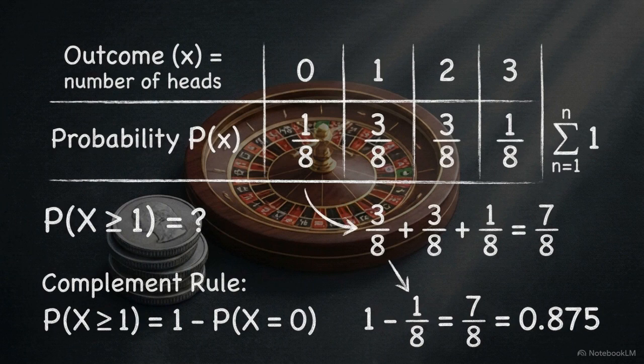So what is the probability of observing at least 1 head? You could manually add the fractions for 1, 2, and 3 heads, but that requires multiple steps and is prone to math errors. We use the complement rule instead. Because the total probability of all outcomes always equals exactly 1, we simply subtract the scenario we don't want, getting 0 heads. 1 minus 1/8 gives us 7/8, or 0.875.